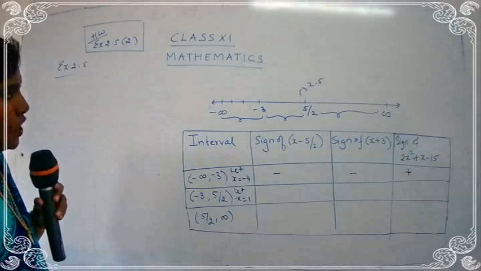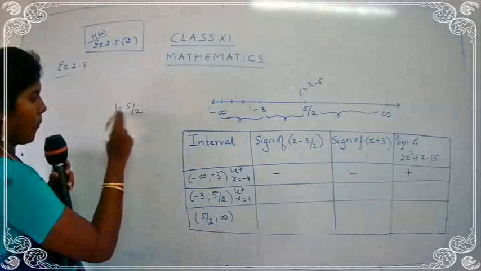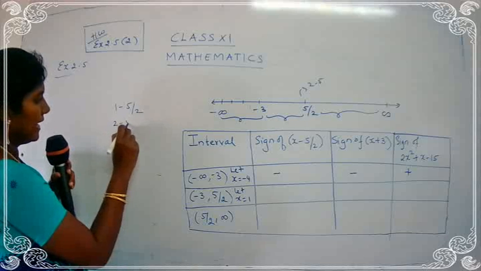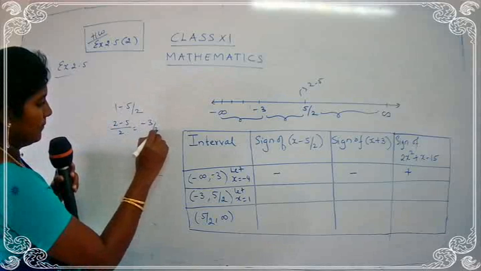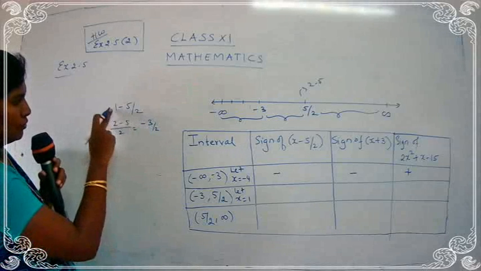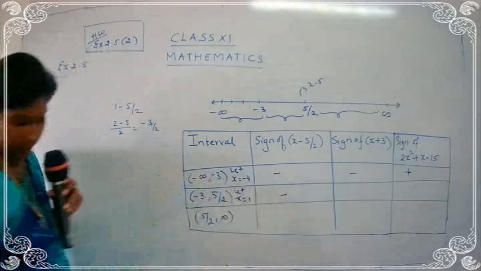So 1 minus 5 by 2. It's 2 minus 5 upon 2. So minus 3 upon 2. Yes, children? See here, 2 ones are 2, minus 5. So minus 3 upon 2. So minus.